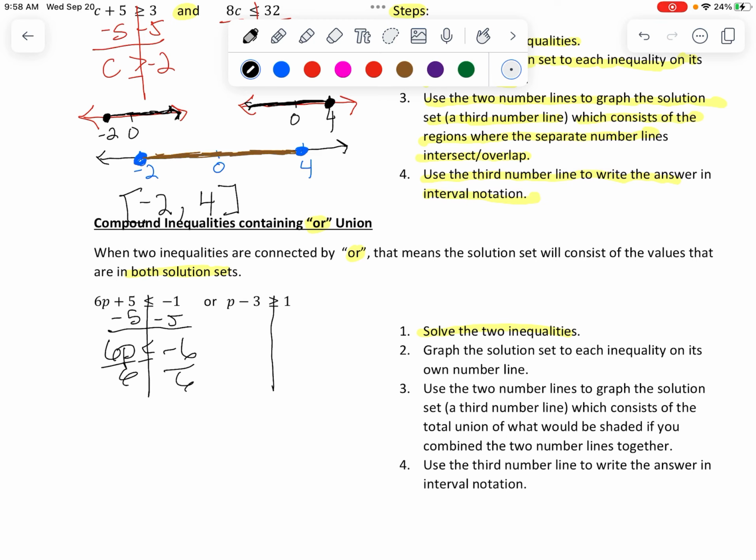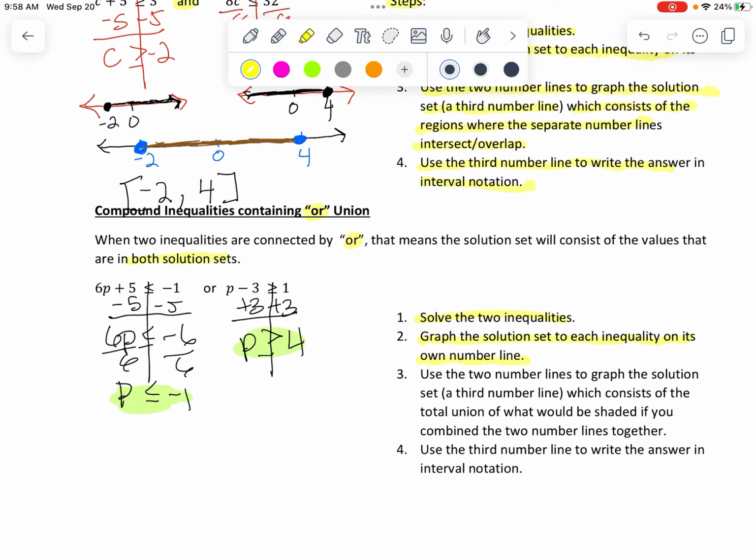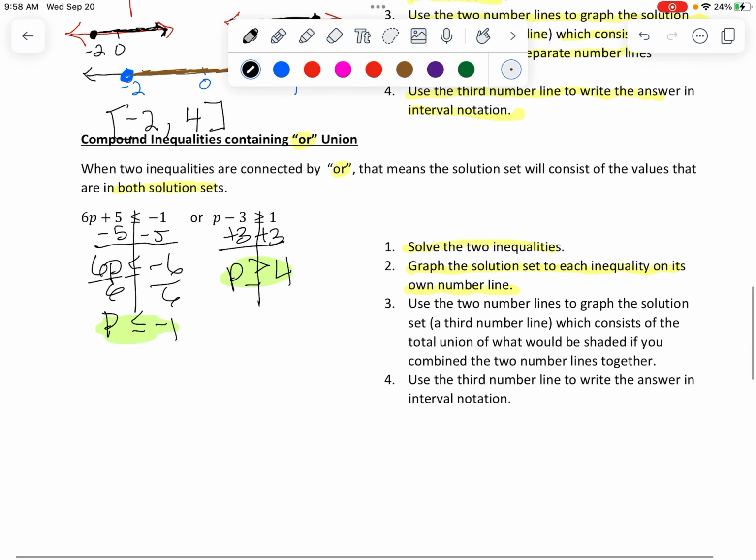Divide by 6. P is less than or equal to -1. And then I'm going to go ahead and solve the second one. P is greater than or equal to 4. So now that we have our two inequalities, we're going to move on to step 2, which is graph the solution set to each inequality on its own number line. So I'm going to move this up, get my number lines going.